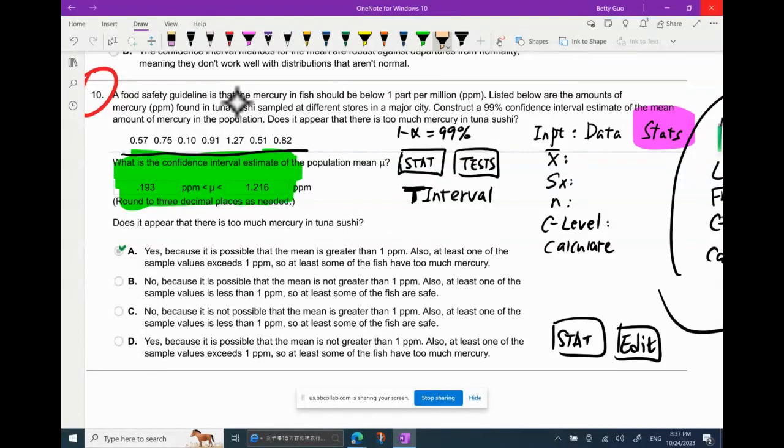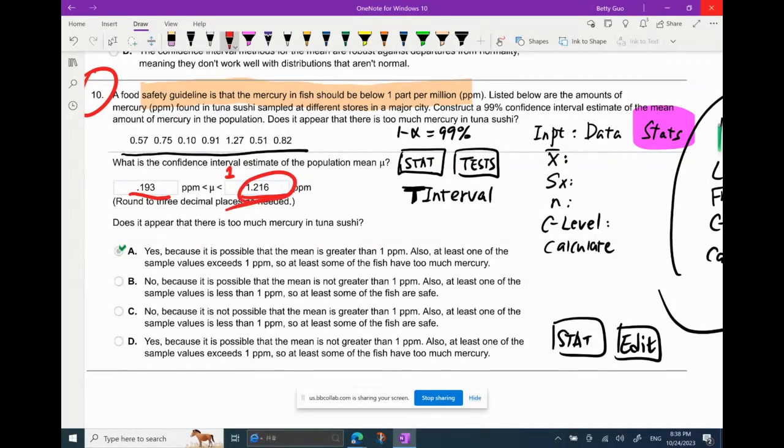Criteria says the safety guideline should be below 1 part per million. Below 1. Wow, that's not below 1. The whole interval is bigger than. Oh, hold on, my bad. The 1 is in the interval. So this is 0.193 and this is 1.216. Below 1. Well, still not completely less than 1, right?